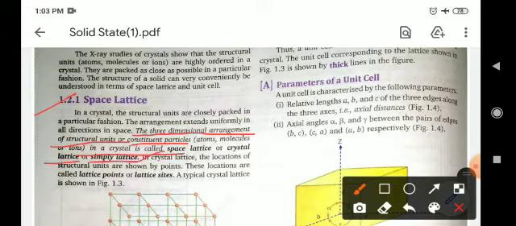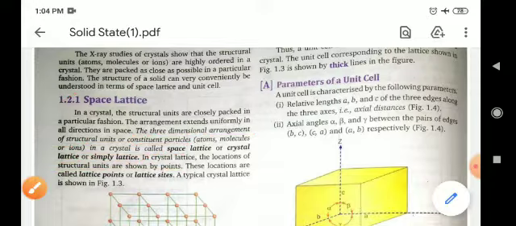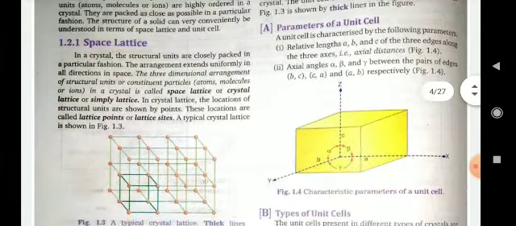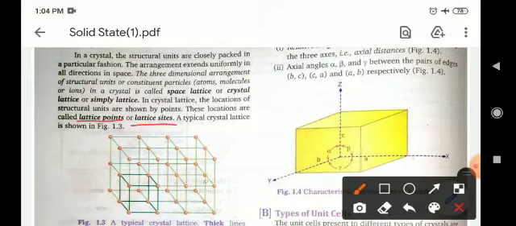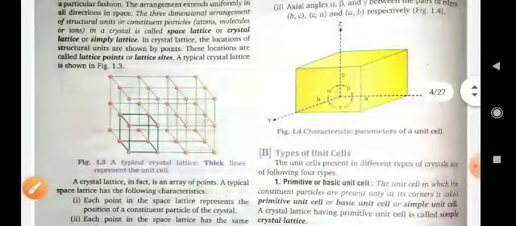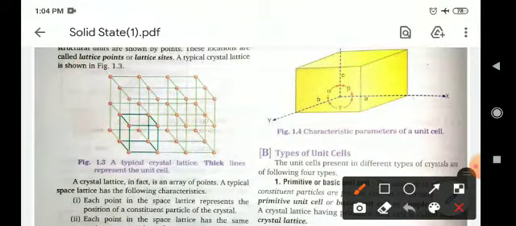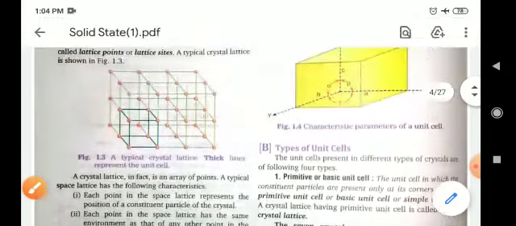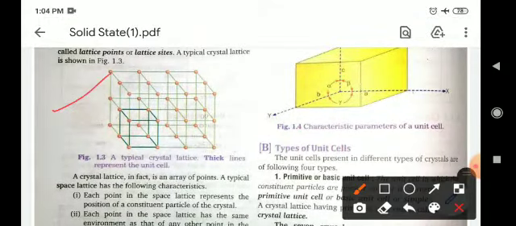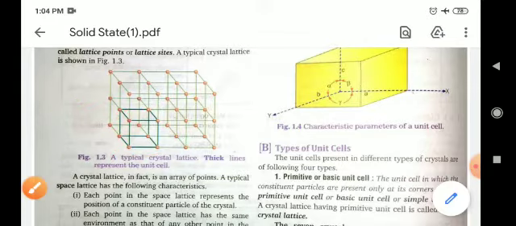In a crystal lattice, the locations of structural units are shown by points, and these locations are called the lattice point or lattice site. It is a three-dimensional network of the crystal lattice, in which one unit is known as the unit cell. A crystal lattice is made up of many squares, in which one square is known as the unit cell.